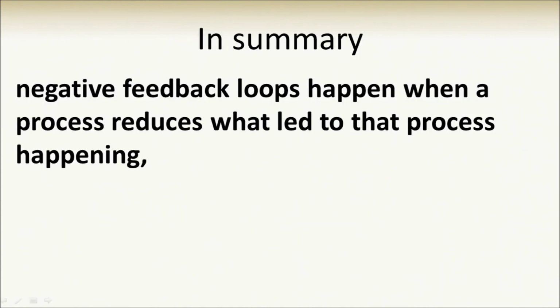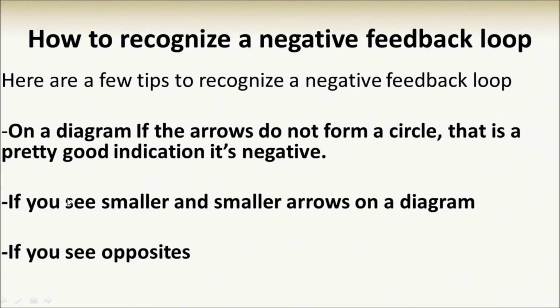So let's wrap this up. In summary, what are negative feedback loops? They happen when a process reduces what led to that process in the first place. And here's a few tips for recognizing whether you have a negative feedback loop or not. If it's on a diagram, if the arrows do not form a circle, that's a pretty good indication that's a negative feedback loop. Positive feedback loops will form a circle.